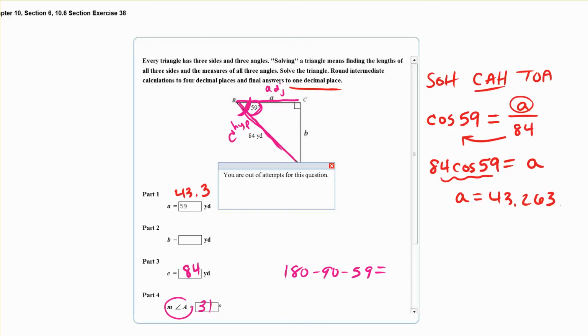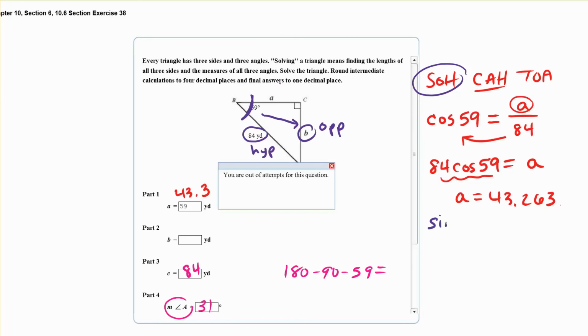Now we also want to find side B. Side B is over here. So I'm going to start my picture again, coming from the perspective of 59 degrees, and side B is opposite angle B. And I'm also going to still work with the 84 yards, that's still the hypotenuse. So the trig ratio that works with this opposite and hypotenuse is sine. So then my setup is going to be sine of the angle, sine of 59 degrees equals the opposite over hypotenuse, or B over 84. Multiply by 84, so 84 times sine of 59 equals B.